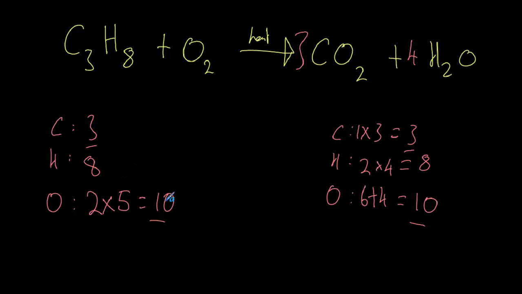So now you can see 3, 8, 10, 3, 8, 10 on both sides. That means everything is going to be balanced, and so we've times this by 5, meaning we have 5 oxygens. And so that is the combustion of propane completely balanced, and we're happy.